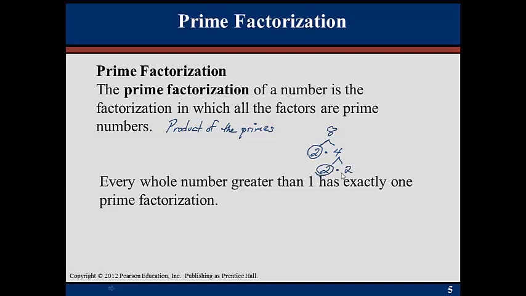And again, 2 is prime. So 8 is really written as 2 times 2 times 2, which is 2 to the 3rd power. This is the prime factorization of 8. Every whole number greater than 1 has exactly one prime factorization.